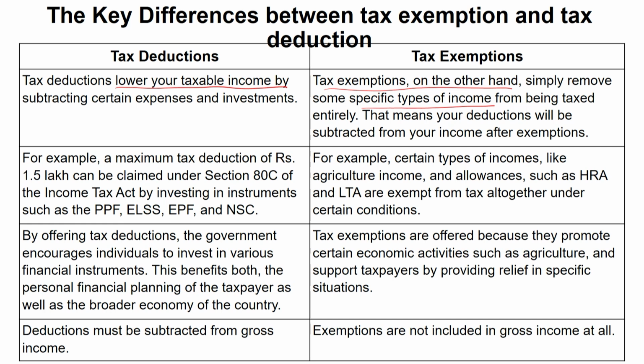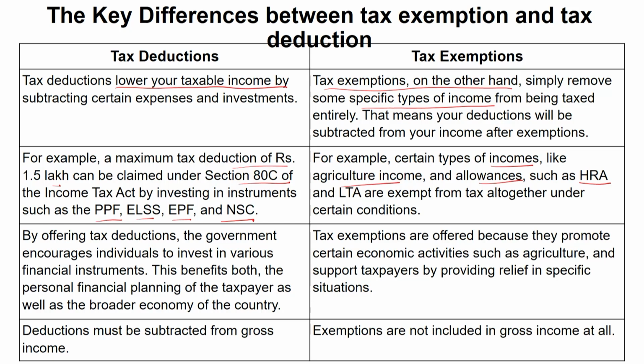So, for example, suppose that a maximum deduction of rupees 1,50,000 can be claimed under section 80C for investment in PPF, equity linked saving schemes, EPF or NSC. Whereas in the case of tax exemptions, certain types of incomes like agricultural income and allowances, HRA, LTA are exempted either fully or partially while calculating the gross total income of the assessee.